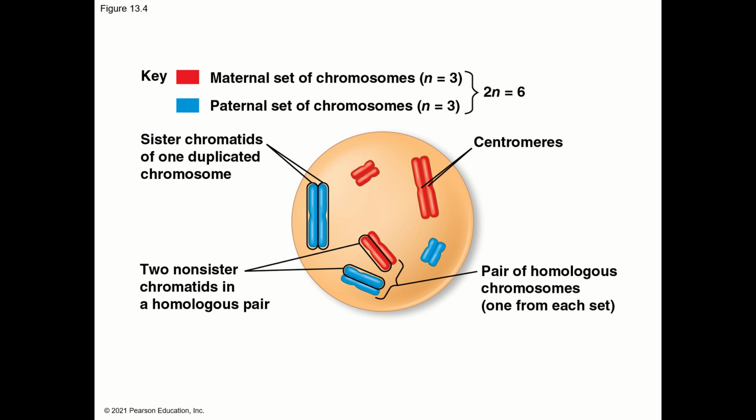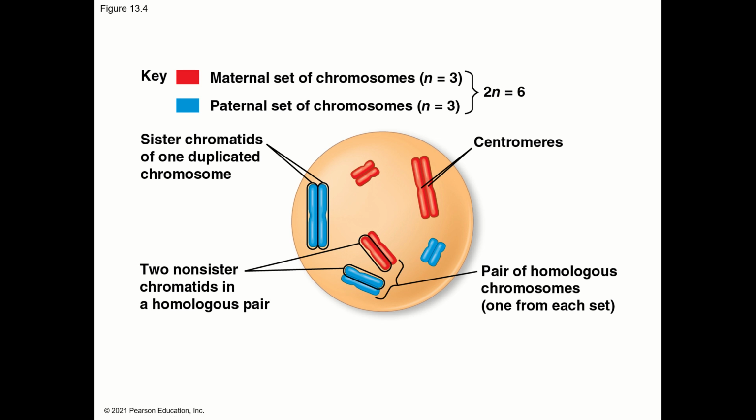For this figure, the key here, for those of you who can read in color, we have red being the maternal set of chromosomes and blue being the paternal set. Or in other words, red being where my cursor is right now, and now for the paternal set, where my cursor is highlighting at this point.